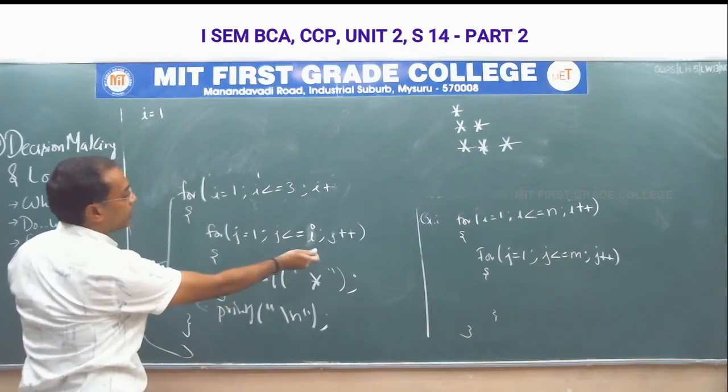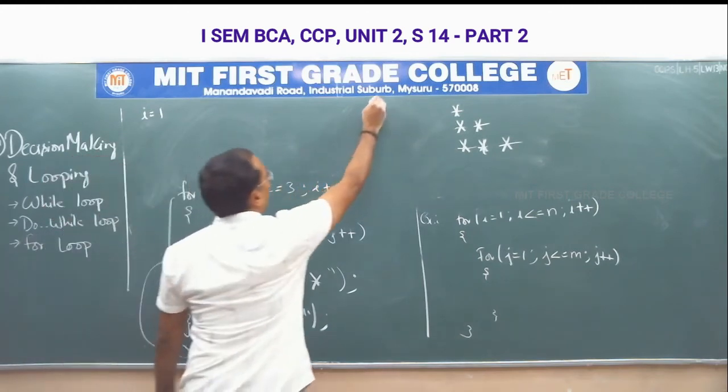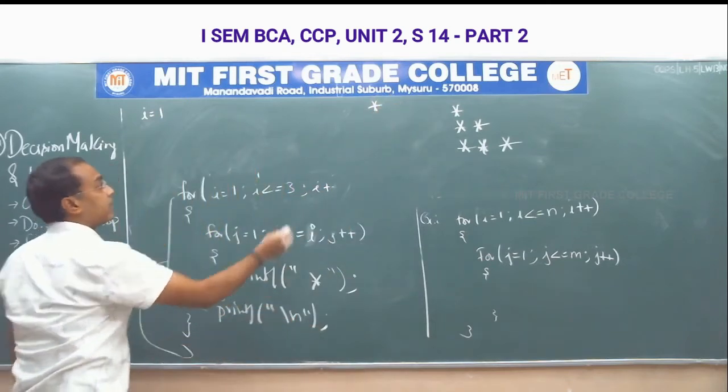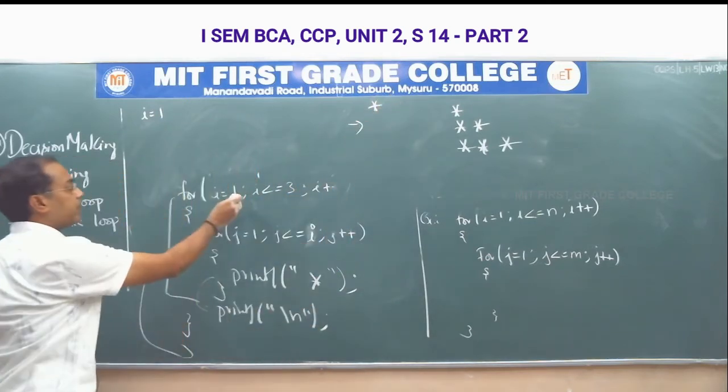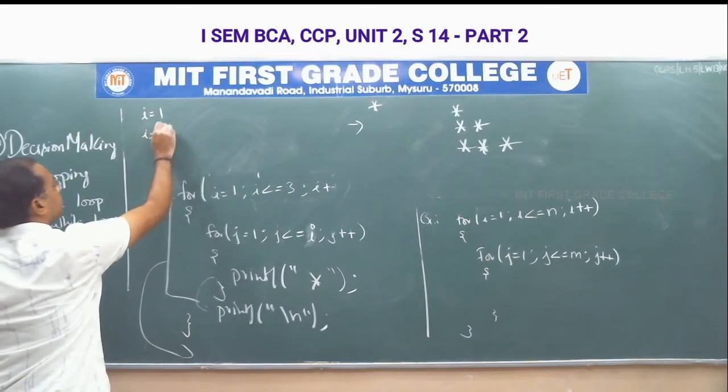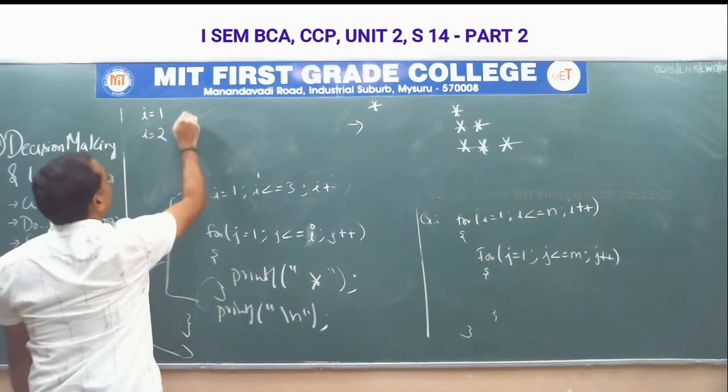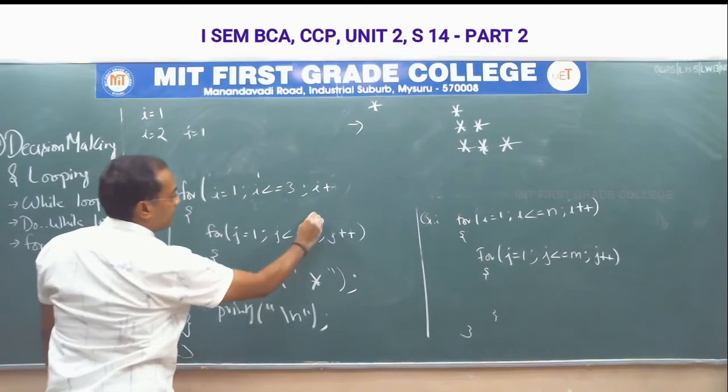Is j, which is 1, less than or equal to 1? Yes, it's true. Print 1 star. Go to the next line. Increment the i. Now i is 2. The j value is again 1.